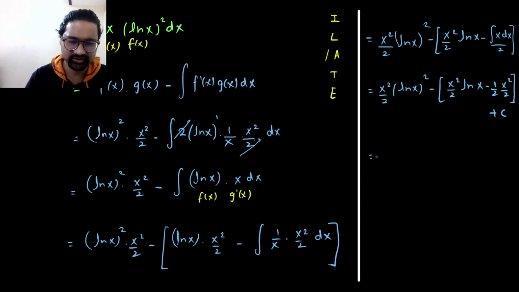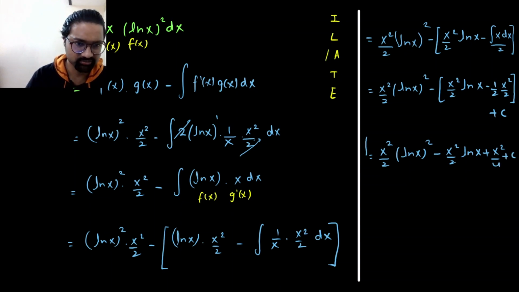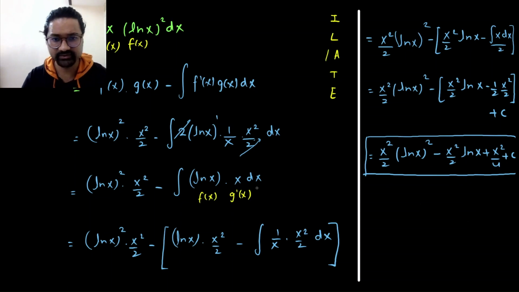So finally, if I just open the parentheses and distribute this negative sign, our final answer is going to be x squared over 2 times (ln x) whole square, minus x squared over 2 ln x, plus x squared over 4, plus c. So I hope you can see it completely. I'll just box it up, and this is our final answer for this question. I hope it makes sense. Let's move on to the second question.